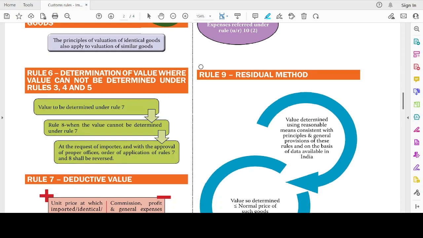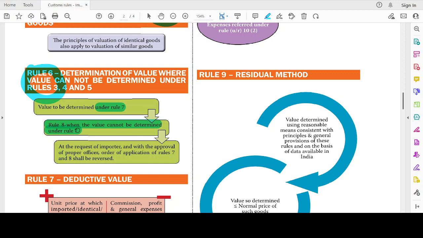Now, Rule 6. When the value cannot be determined either under Rule 3 or 4 or 5, then we are supposed to determine the value under Rule 7. Rule 8 will come only when the value under Rule 7 cannot be determined, or at the request of the importer. So, the importer has to request the proper officer, and subject to his approval, he can apply Rule 8 before Rule 7. We'll discuss what both these rules are, but first understand that first I'm not able to determine the transaction value directly or for the identical goods or with the similar goods principle.